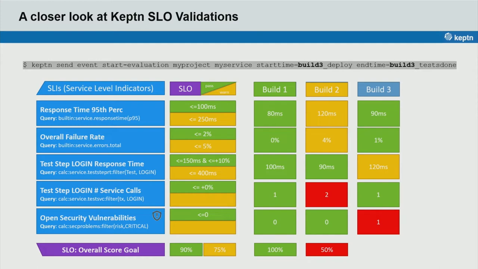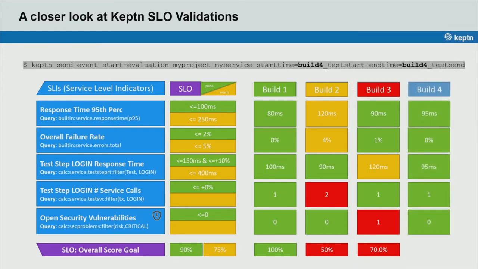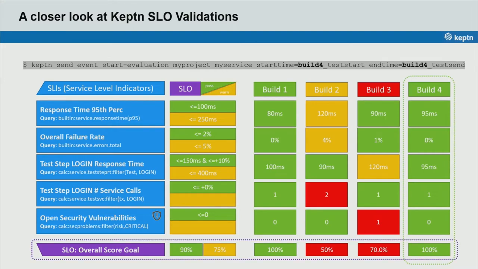This is also part of performance, right? Because if it's not secure, then who cares about the best performance? So again, I'm getting penalized. So in the best case scenario, build number 4 comes along, everything is green again.